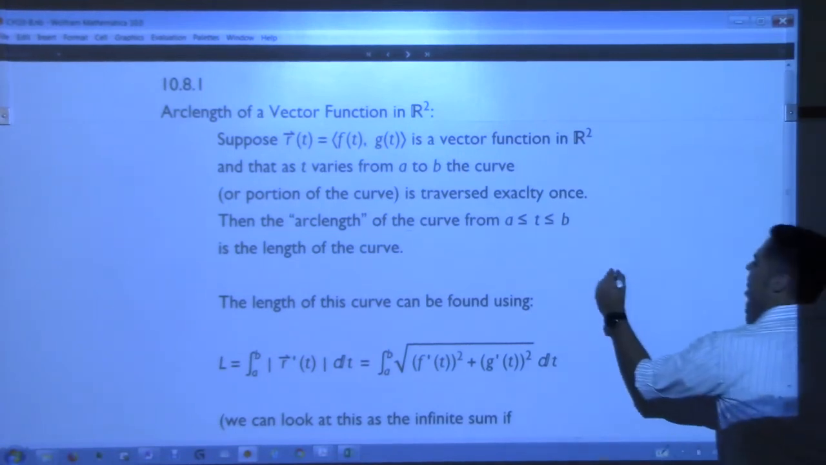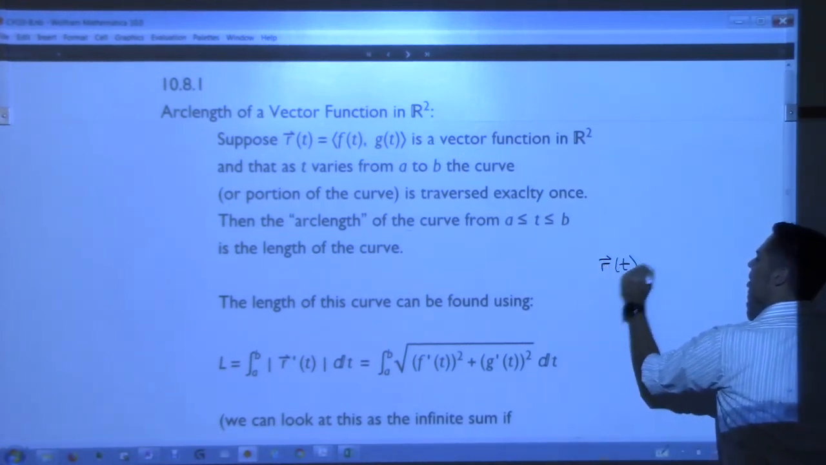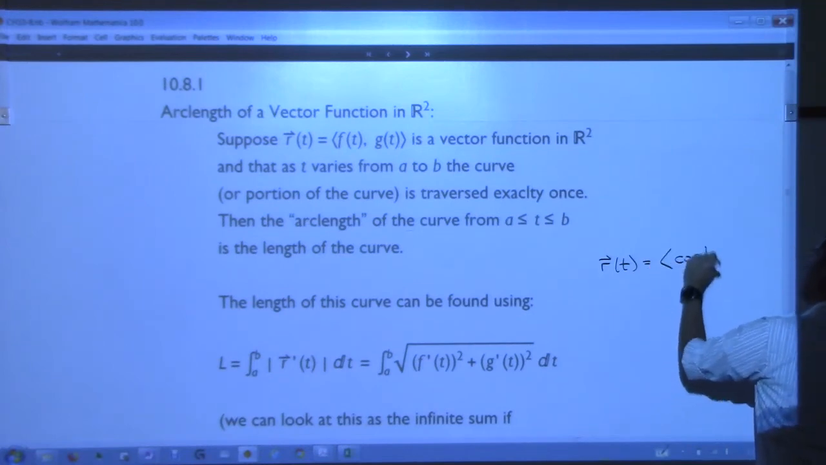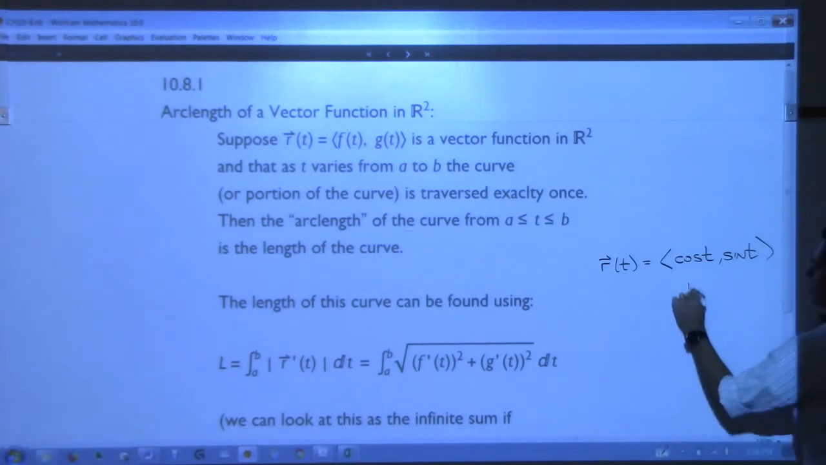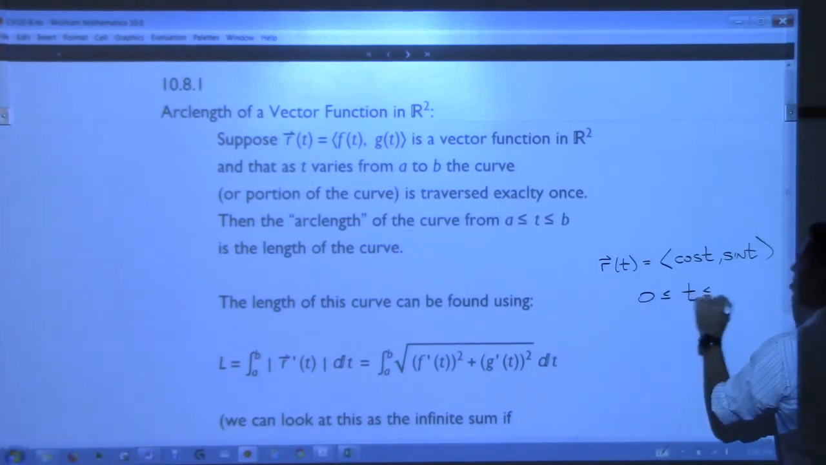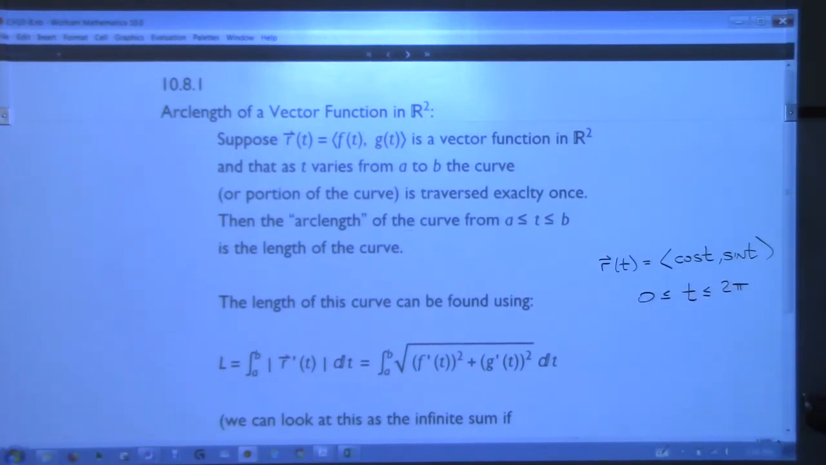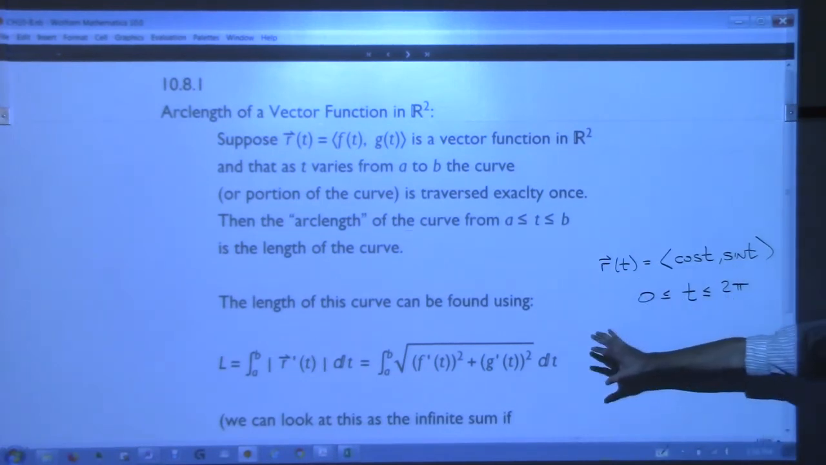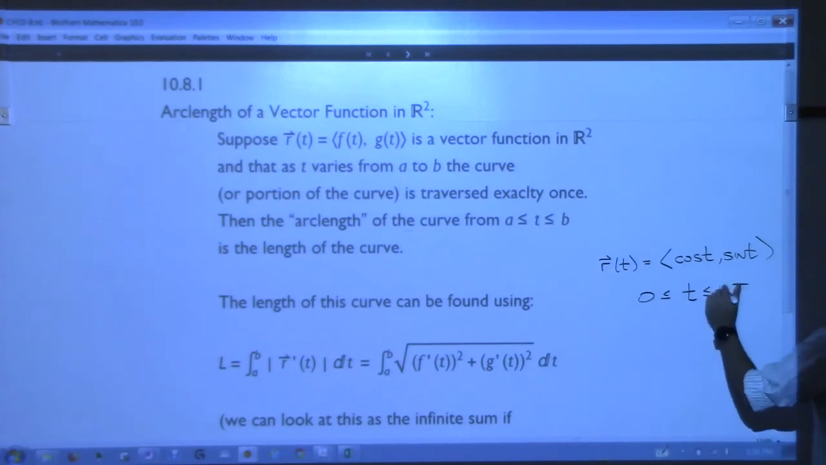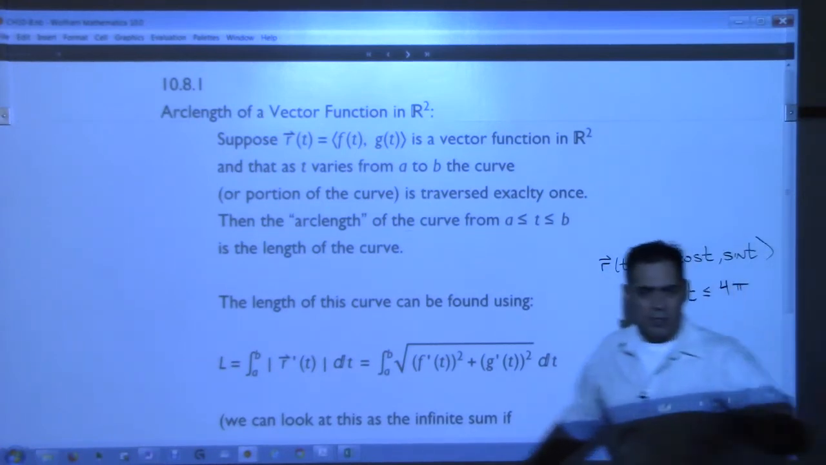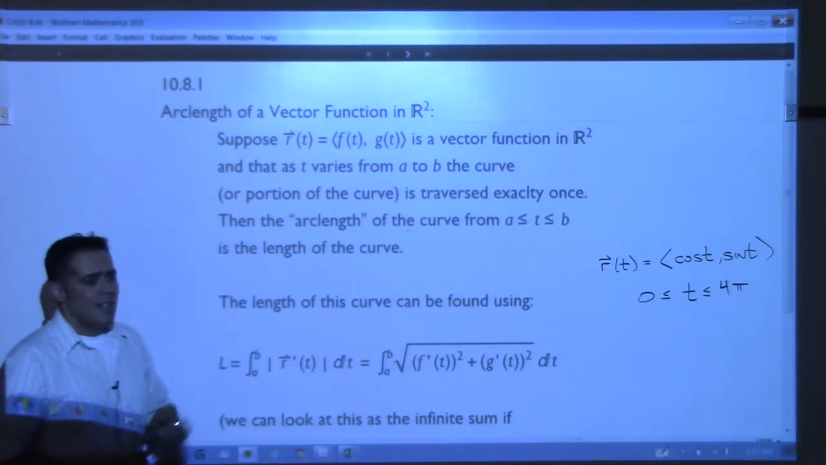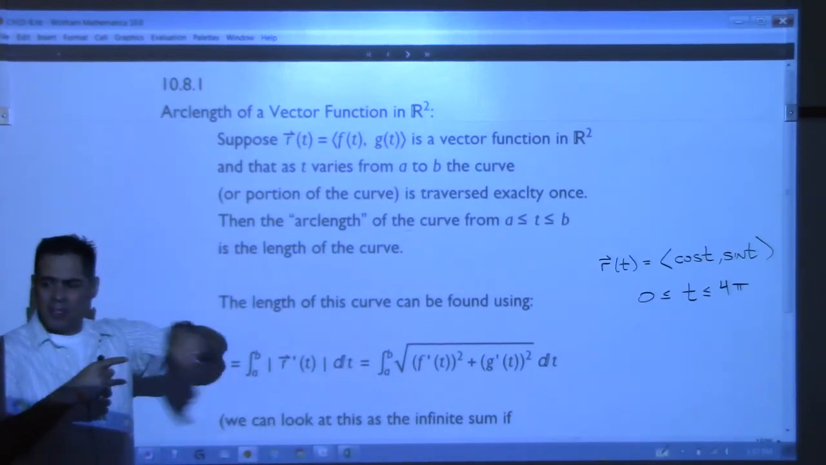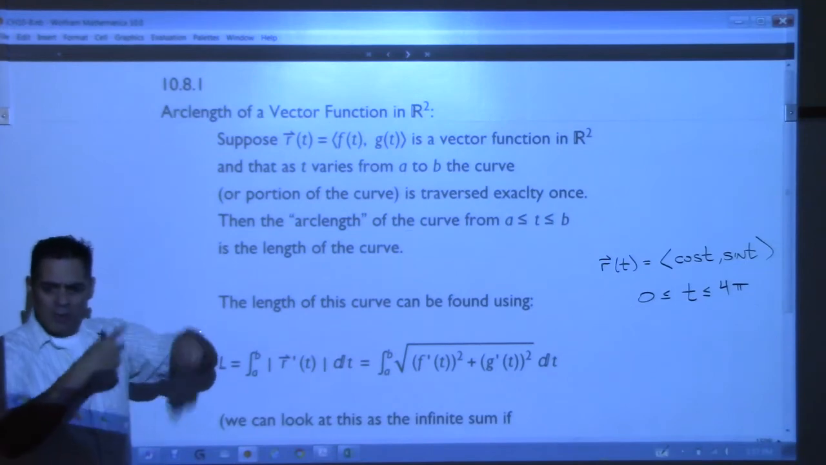Let's say we had the vector function r of t equals cosine t, sine t. We already know that draws the unit circle, right? If I let t go between 0 and 2 pi, that's going to draw the circle one time, right? Then we can use this formula. But if it goes to 4 pi, we're drawing the circle twice, once on top of itself, right? And in that case, this wouldn't apply because we are traversing the curve twice over itself.